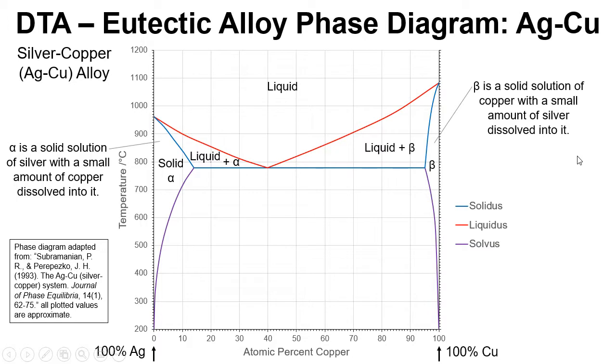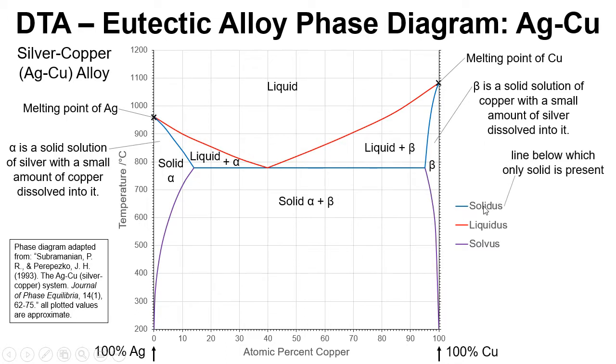Okay, so let's continue then. Down here we have a solid which is a combination of the alpha solid solution and the beta solid solution. So it's a combination of phases in this whole region here, which is all solid. A few things to point out in addition is that this point is the melting point of silver, and this point here is the melting point of copper.